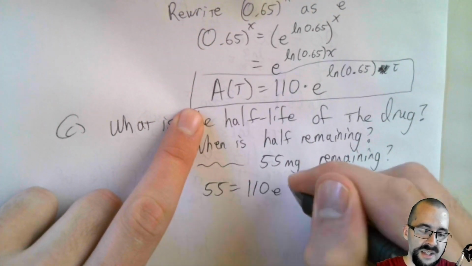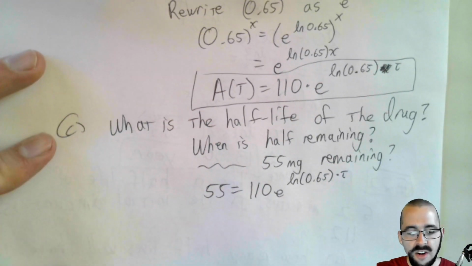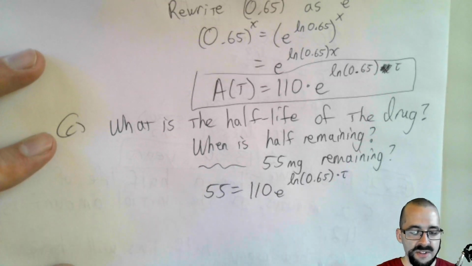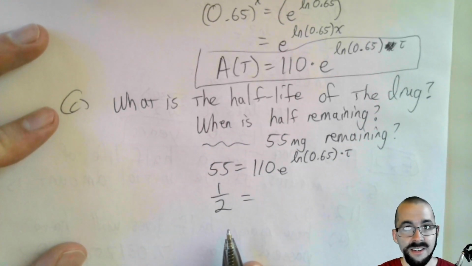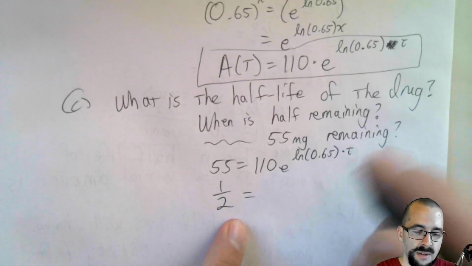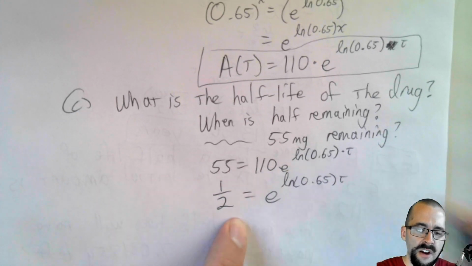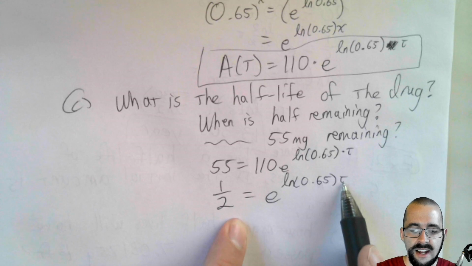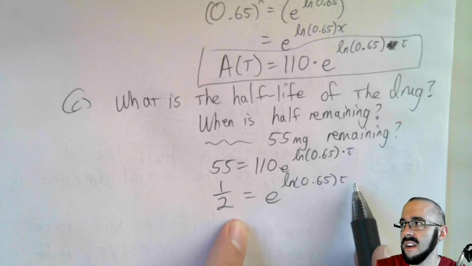It's equal to 110 times e to the natural log of 0.65 times t, and we're curious about t. We get to solve another exponential equation. Divide both sides by 110. 55 divided by 110 will be a half, or it better be a half. That's why we chose 55. Is equal to the e to the natural log of 0.65 times t. Be very careful. These don't cancel right here because the t is not in the natural log. It's only e to the natural log of something cancels, but there's something else going on in the exponent.